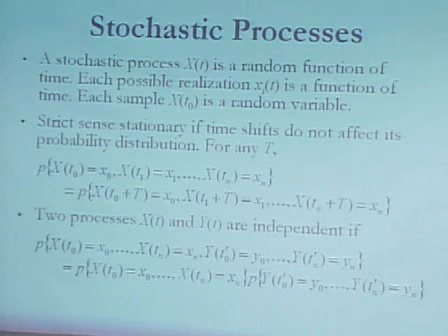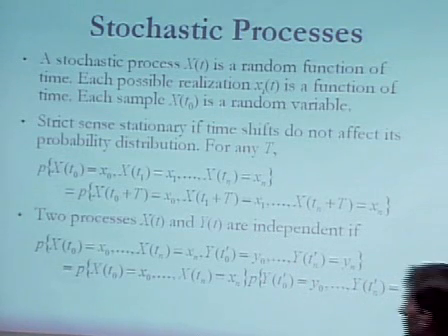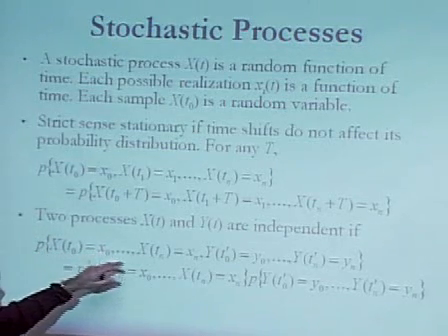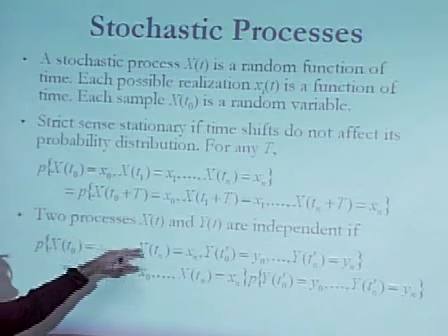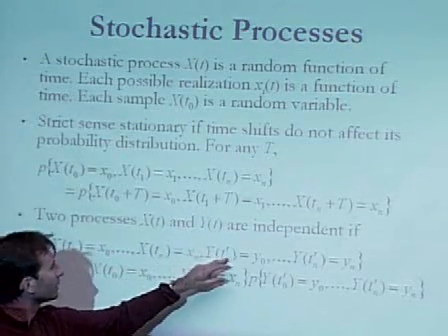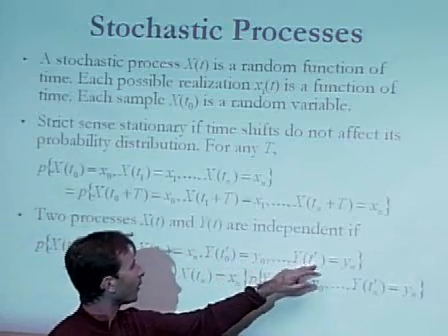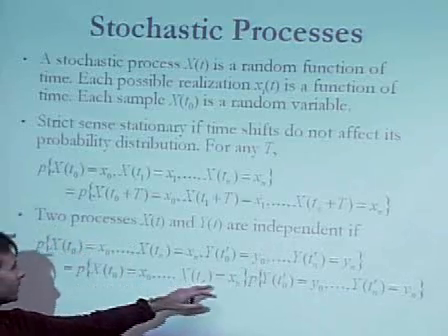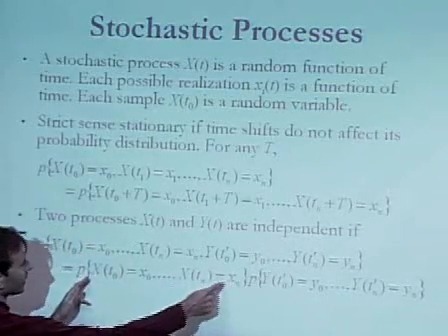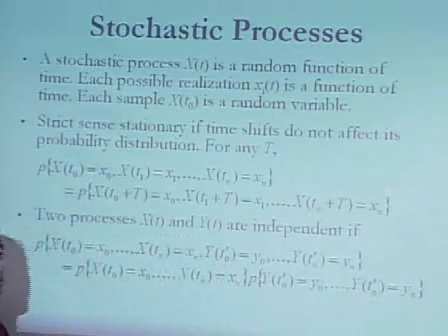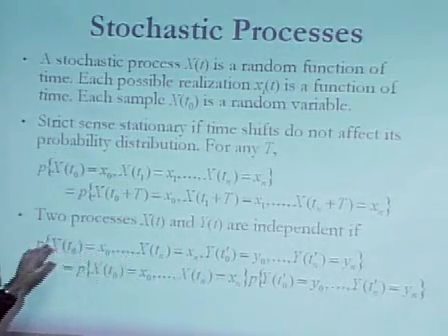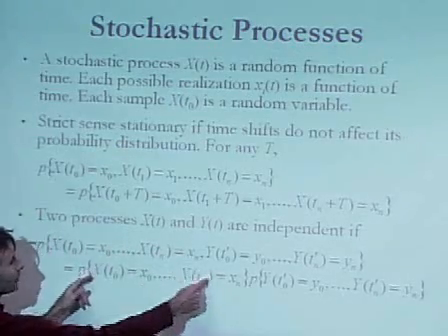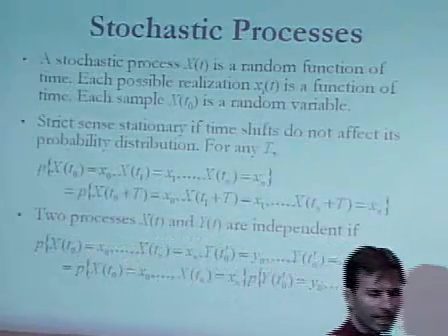So if x of t and y of t are independent processes, then we can write that the probability that x at t0 is equal to x0, etc., x at t1 is equal to x1, etc., while y of t0 prime is equal to y0, and so on, y of tn prime is equal to yn, the probability that all this takes place is equal to the product of the probabilities that the x's take their values and the y's take their values. So if we can factor the joint probabilities into a product of the probability of all the x occurrences and all the y occurrences, then x and y are independent.